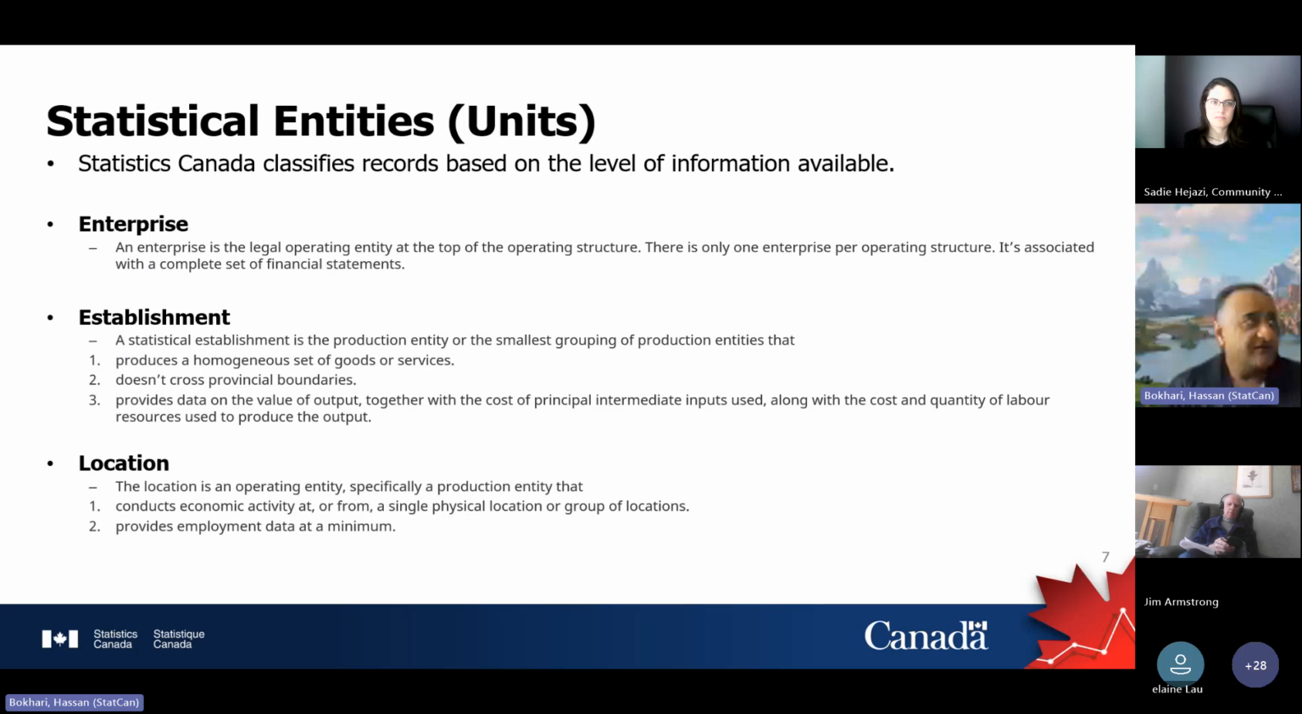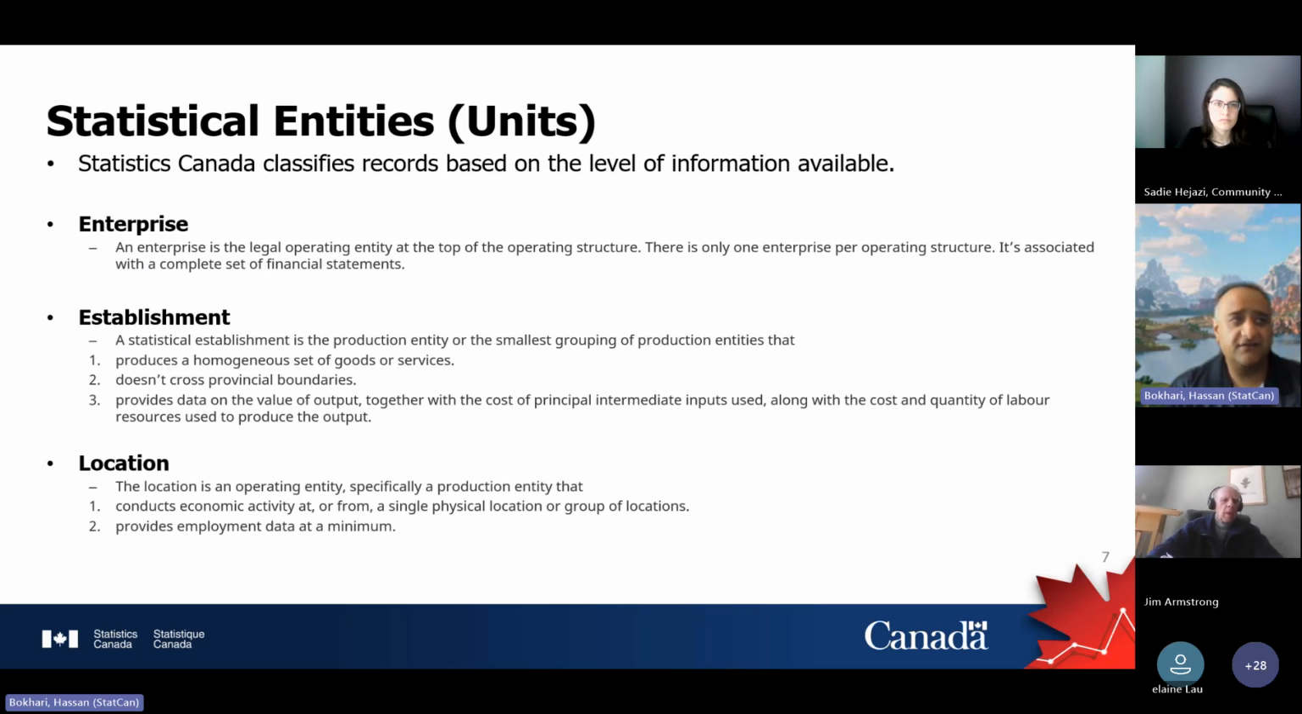So the enterprise is a legal operating entity on the top of the operating structure, and there's only one enterprise per operating structure. It's associated with a complete set of financial statements, okay? So very key to understand. Establishment is under an enterprise, and it's a statistical establishment.